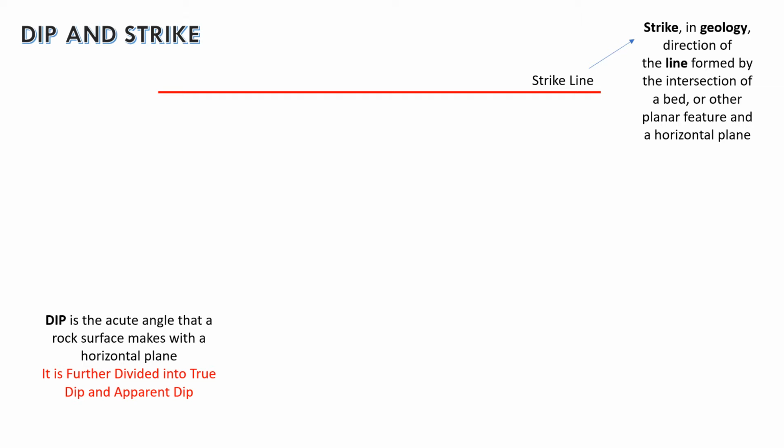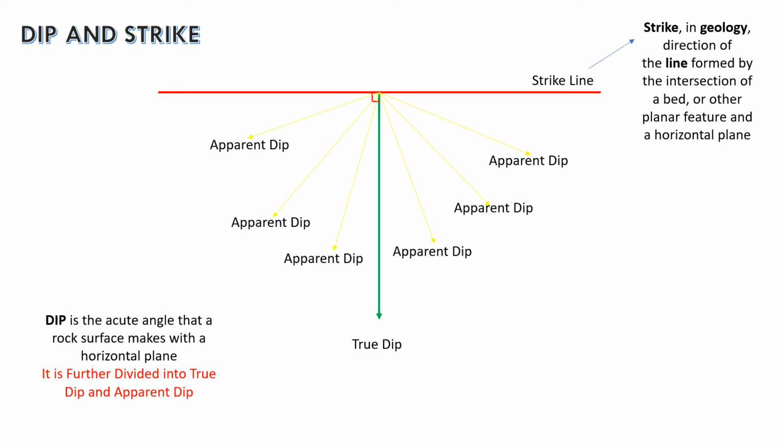So this dip is further divided into two types, that is true dip and apparent dip. Now if I draw a line which is exactly 90 degrees, or exactly perpendicular to the strike line, this line is called the true dip. Now any other angle, less than or more than 90 degrees, is called apparent dip. Now I will be drawing these many lines. These all lines are called apparent dips.